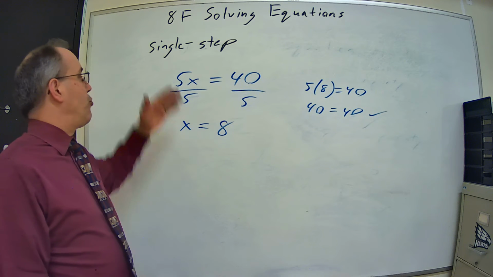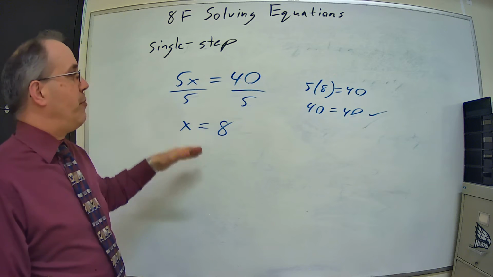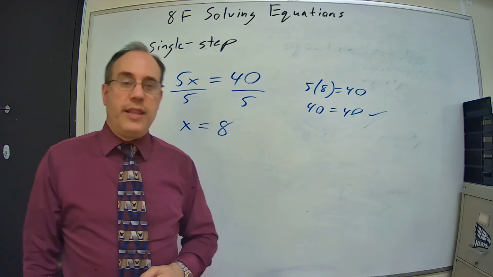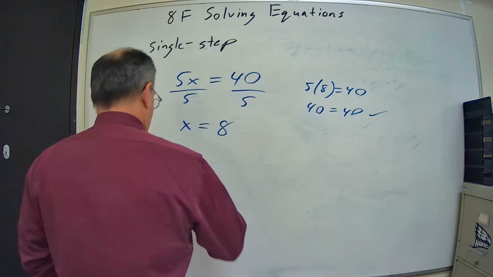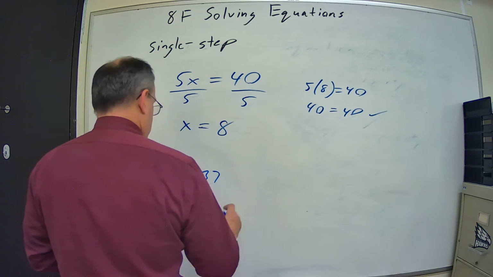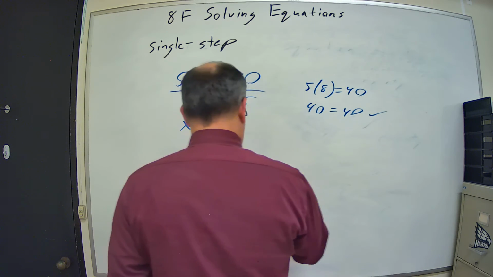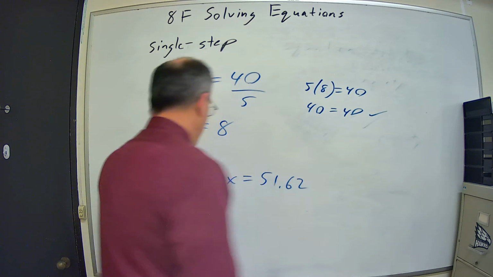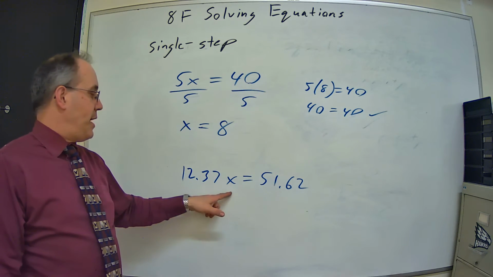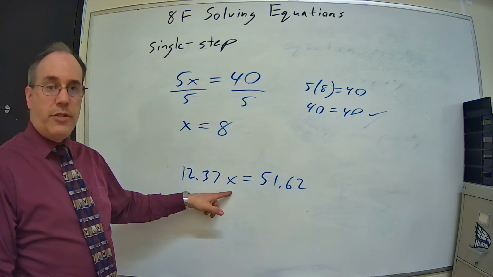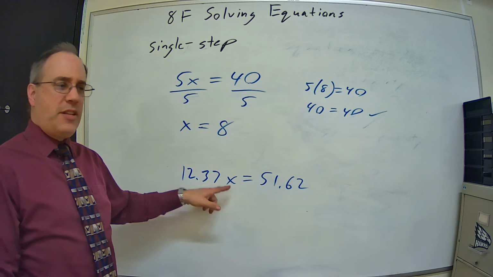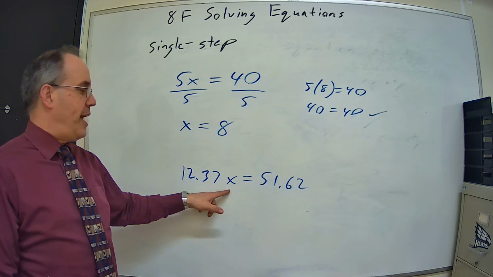But even so, go through the process and learn the method so that when you get something that's a little more complicated, 12.37x is equal to 51.62, I'm guessing you don't know off the top of your head what x is. I'm guessing that because I don't know off the top of my head what x is.